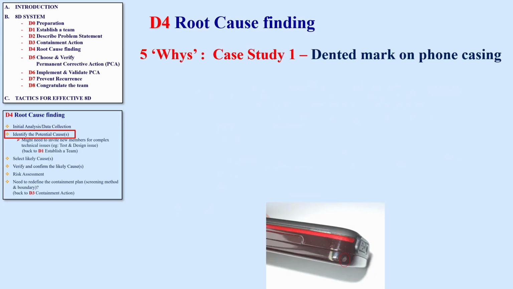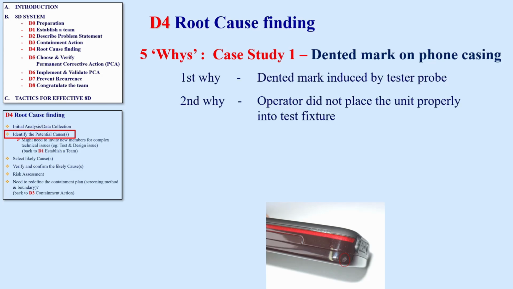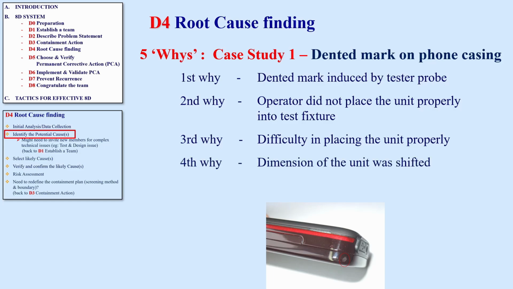Let's have an example. Dented mark is observed on the phone casing. The answer for first Y: dented mark was induced by tester probe. Second Y: operator did not place the unit properly into the test fixture. Third Y: difficulty in placing the unit properly. The fourth Y: difficult to place properly because the dimension of the unit was shifted. The fifth Y: the dimension shifted due to the flaw in new mold fabrication.